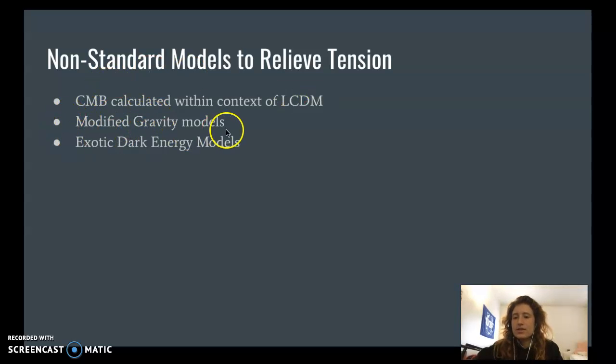The other 2 ways are examining more late universe as the flawed part, which could be the case of modified gravity models, which we won't really be talking about here, or exotic dark energy models where the cosmological constant is not constant, and so dark energy is changing.